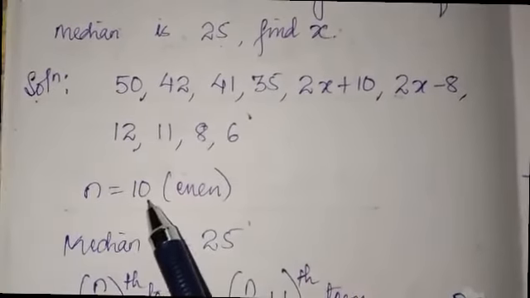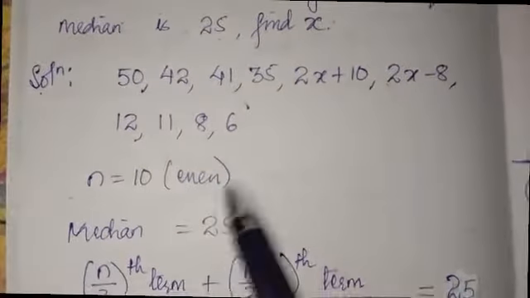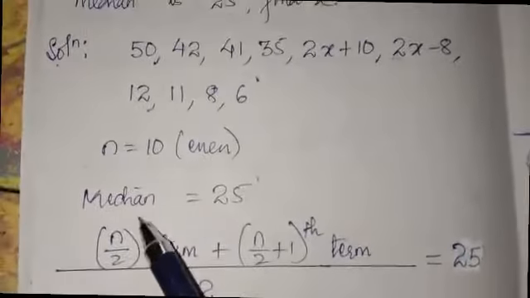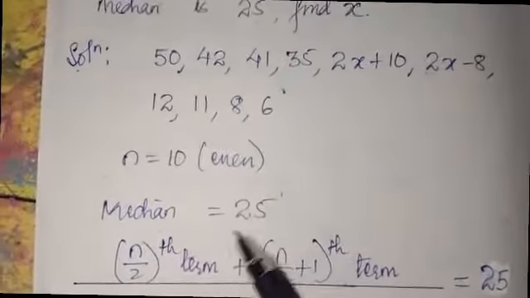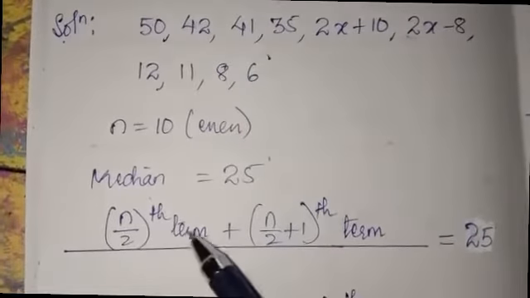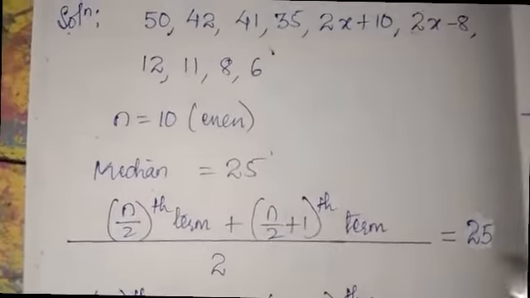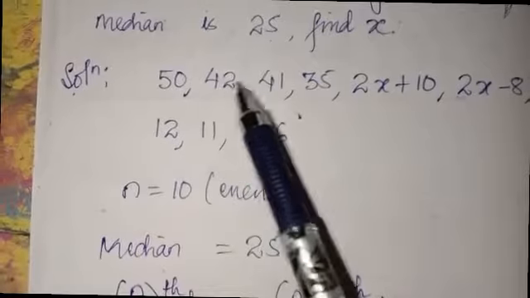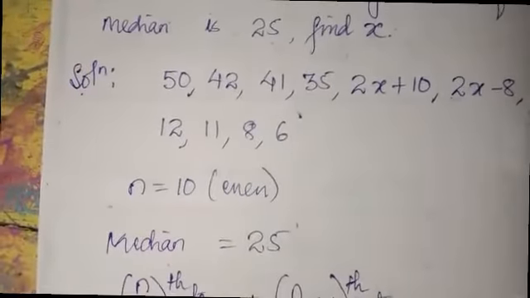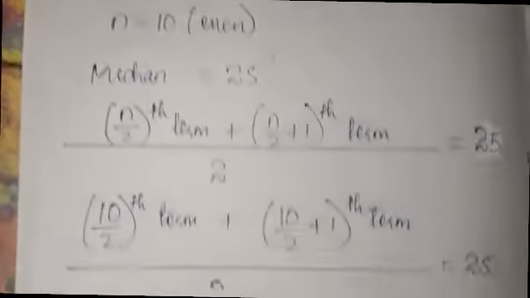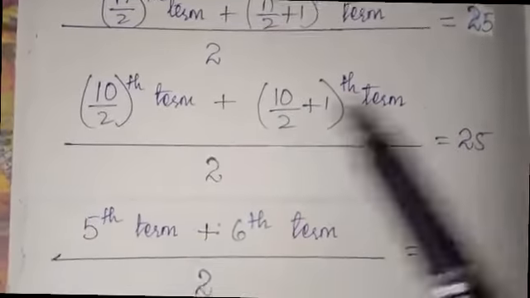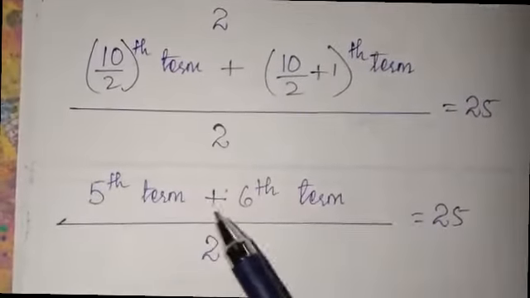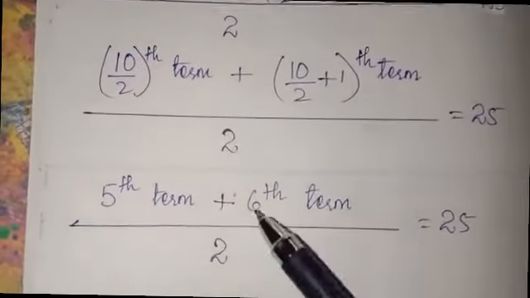So here n is equal to 10, an even number. The median is given as 25. When it is even, you have to do n by 2th term plus n by 2 plus 1th term. Here we have 10 terms: 1, 2, 3, 4, 5, 6, 7, 8, 9, 10. So 10 by 2th term plus 10 by 2 plus 1th term. 10 by 2 is the 5th term, and 10 by 2 plus 1 is the 6th term.